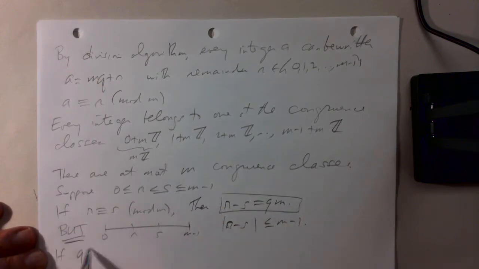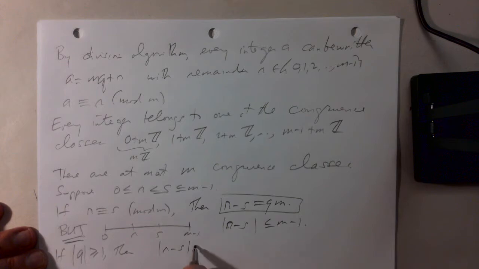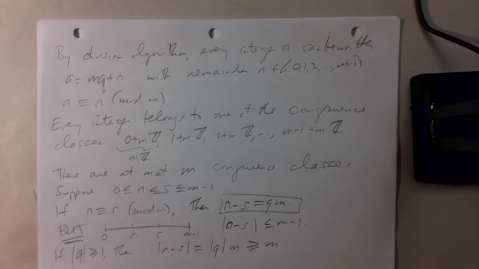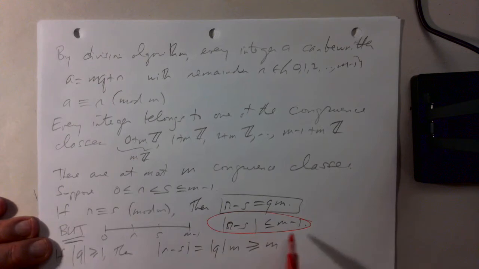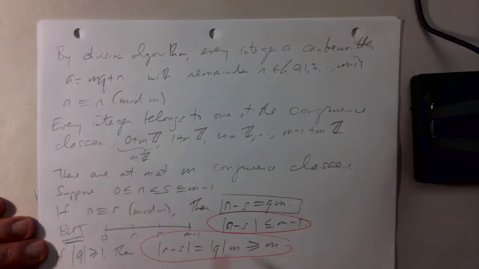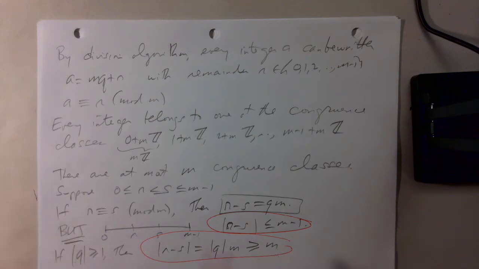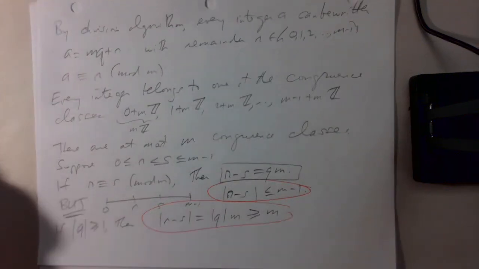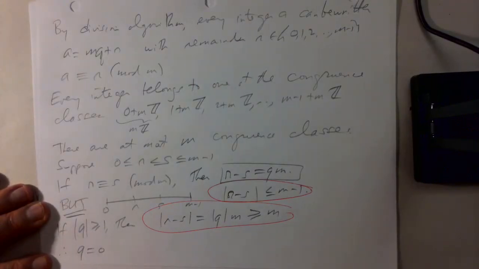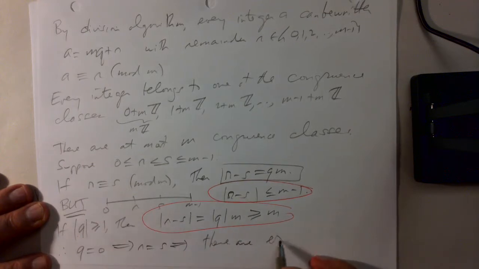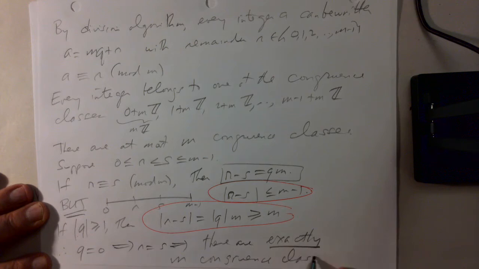If in this equation, Q is equal to or greater than 1 in absolute value, then the absolute value of R minus S is the absolute value of Q times M, which is at least M. But we have a contradiction, because on the one hand, the absolute value is at most M minus 1. If Q is at least 1 in absolute value, the absolute value is greater than or equal to M. That can't be. So therefore, Q must equal 0. It can't be non-zero, which means R equals S, which means there are exactly M congruence classes modulo M.